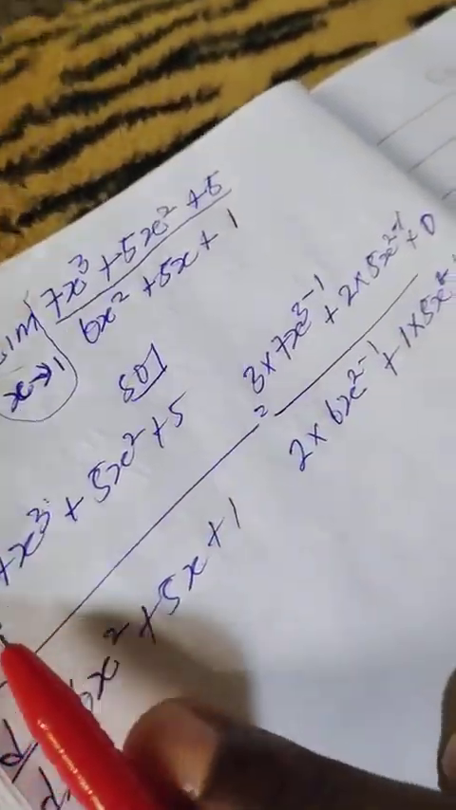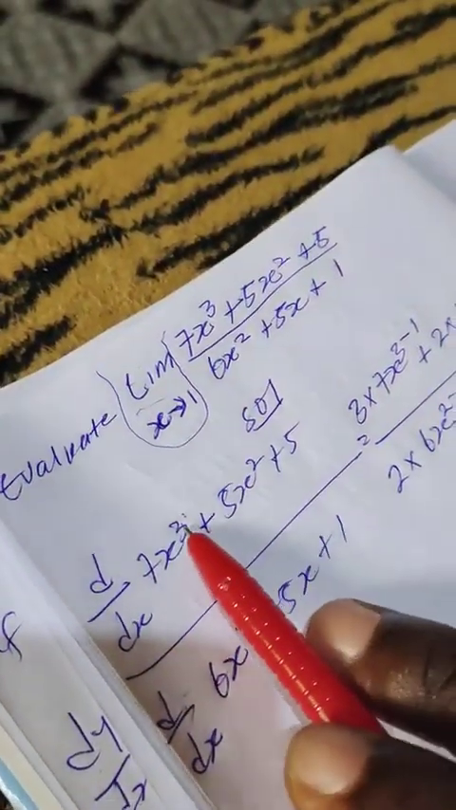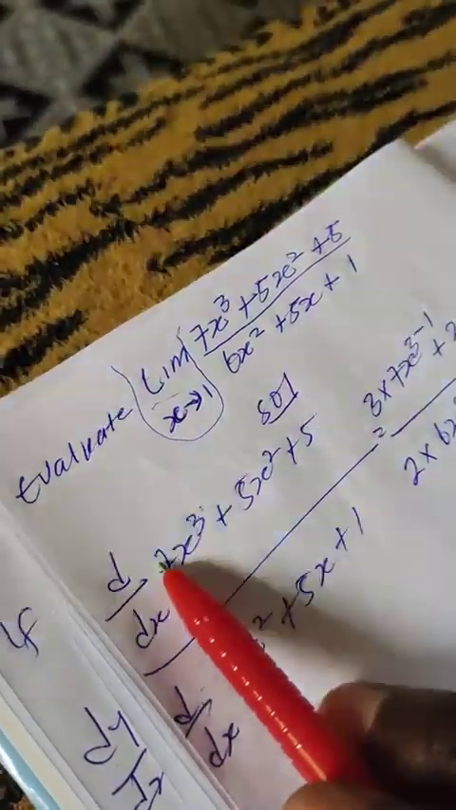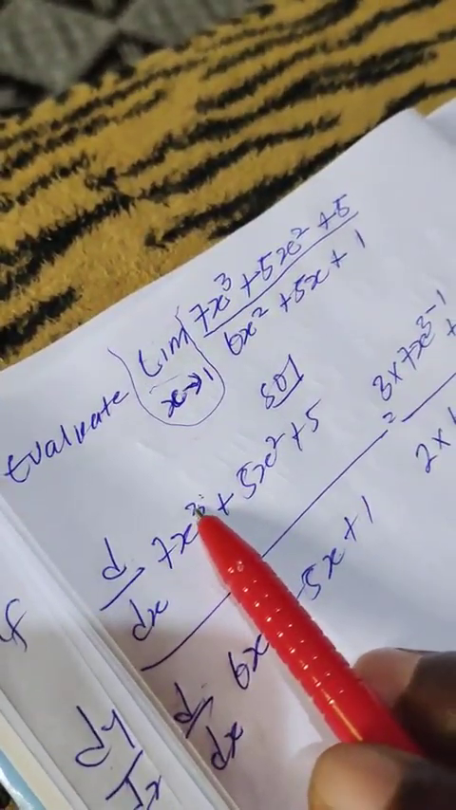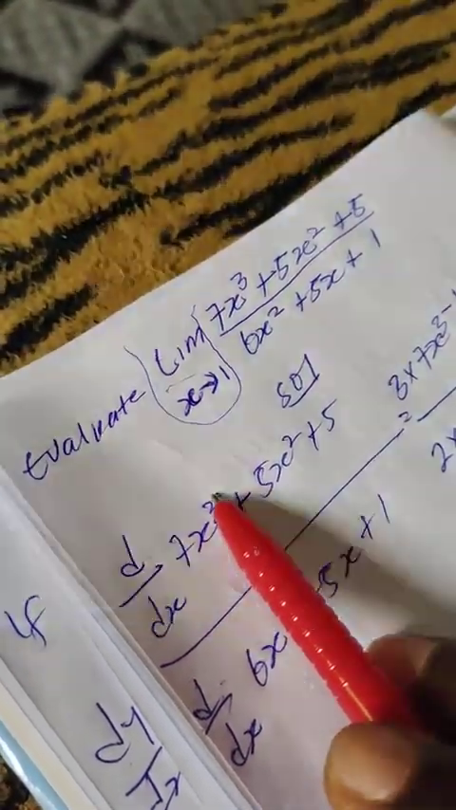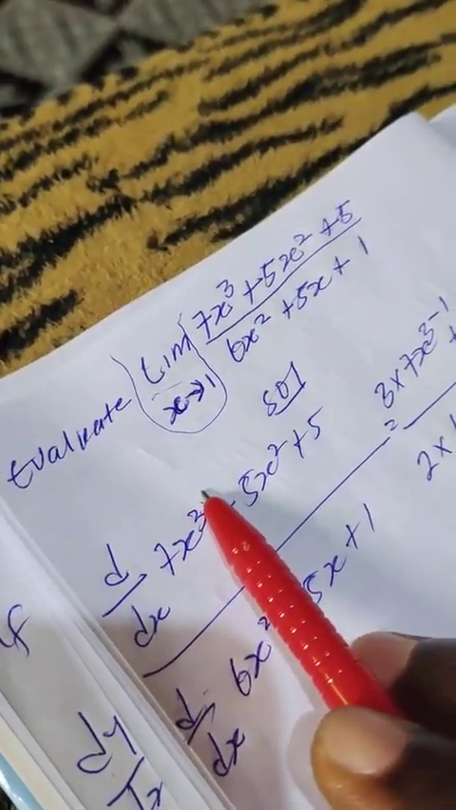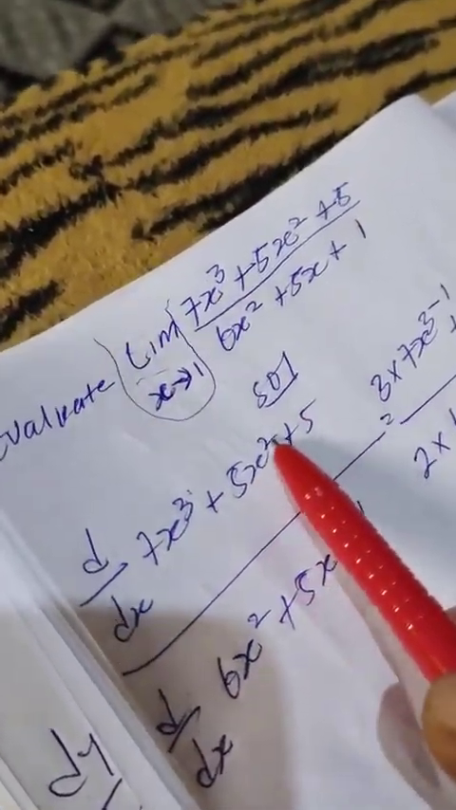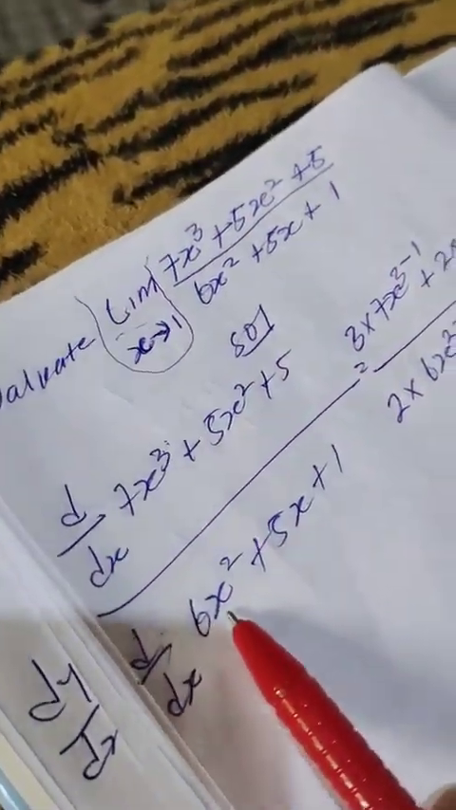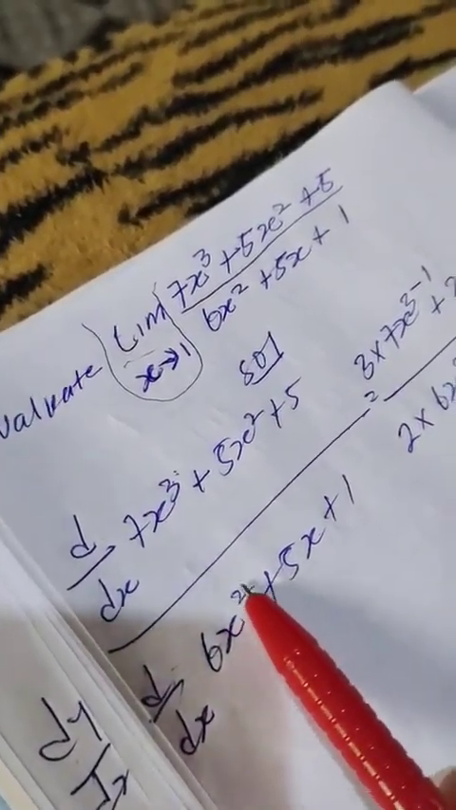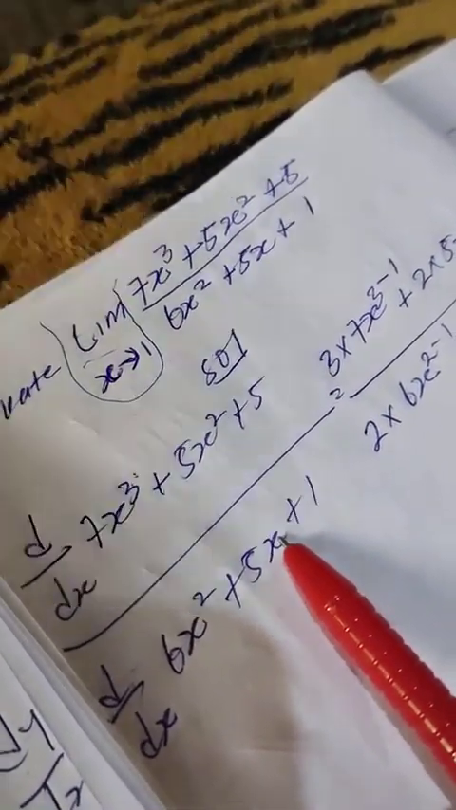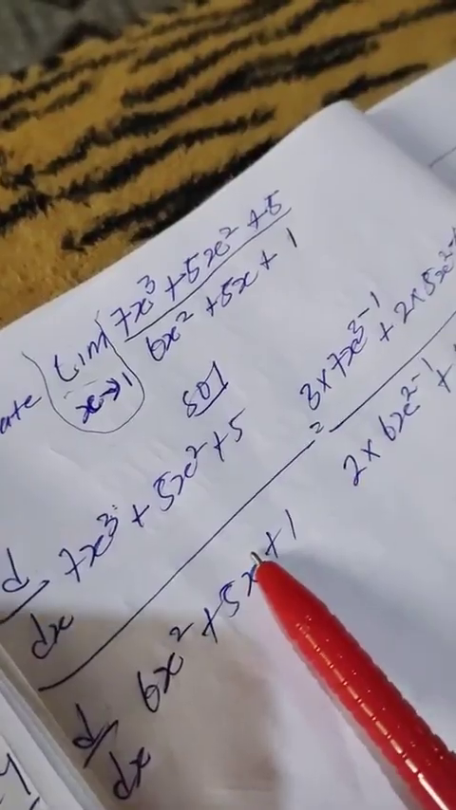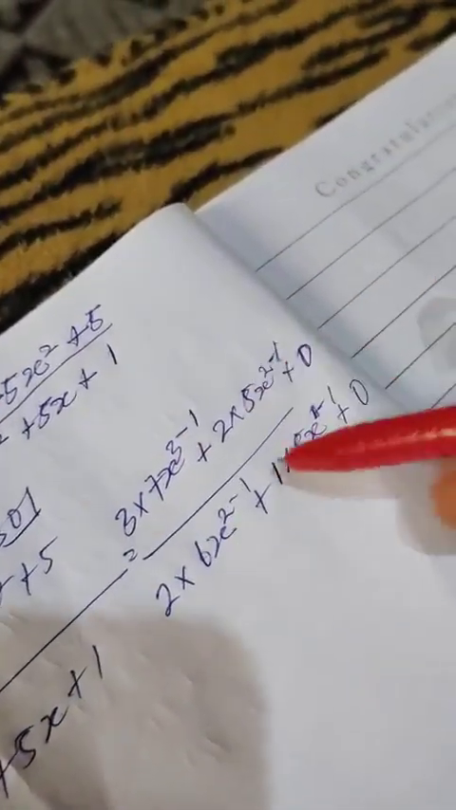If you get that, I'll go over that again for proper understanding. Differentiation is all about using the power to multiply what was given to you and minus 1 away from the power. We're given 7x cubed, so the power here is 3. So 3 times 7x to the power 3 minus 1. Here will be 2 times 5x to the power 2 minus 1. The same thing: 2 times 6x to the power 2 minus 1. Then the power here is 5x, so it's going to be 1 times 5x to the power 1 minus 1. So that's what we did here. That's how we arrive at the solution.